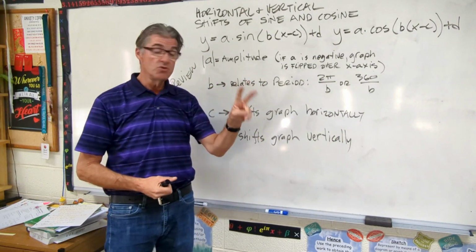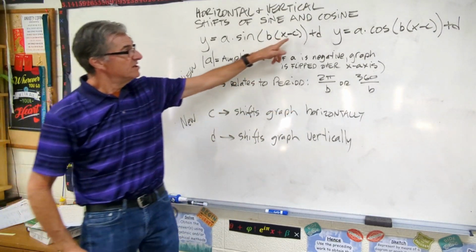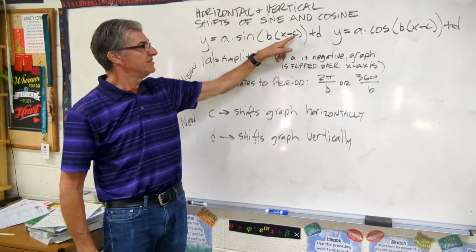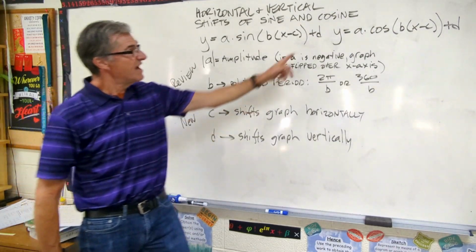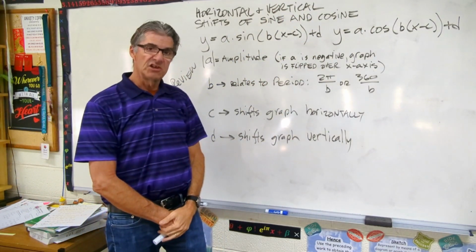So here's the two new ones. C shifts the graph horizontally. So this C in here that you're subtracting from theta is going to shift the graph back and forth horizontally, and then this D out at the end is going to shift the graph vertically. So let's take a look.